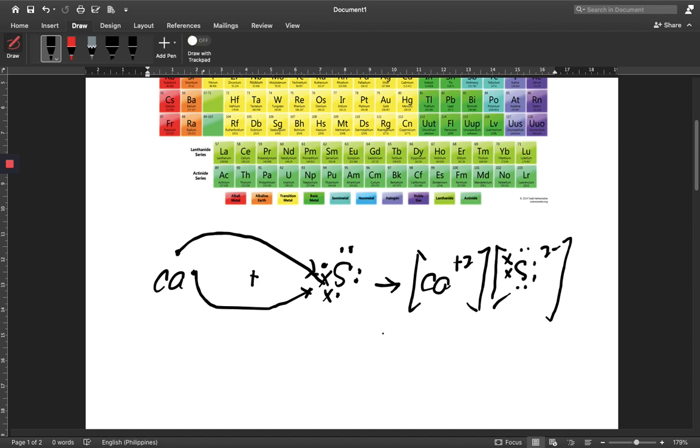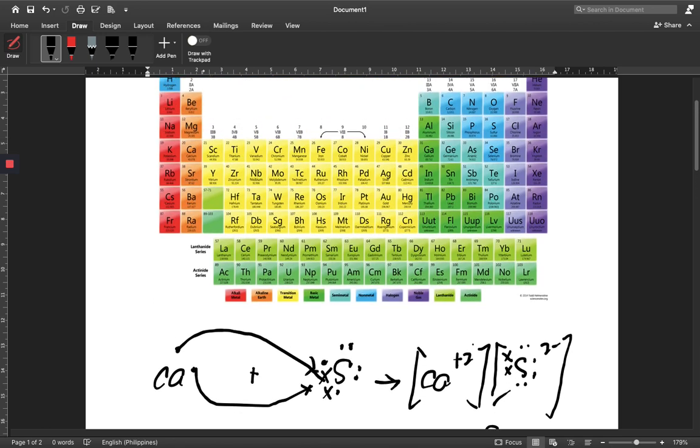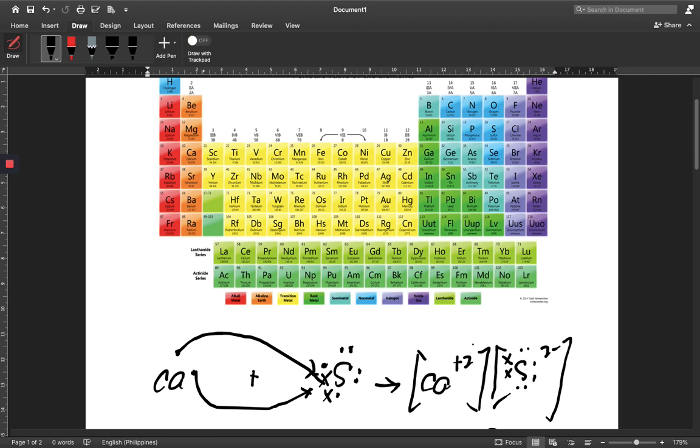So that means we have the following formula. The smallest whole number ratio, which we also call our empirical formula, is CaS. So that's calcium sulfide. That's supposed to be a big letter C. All right.